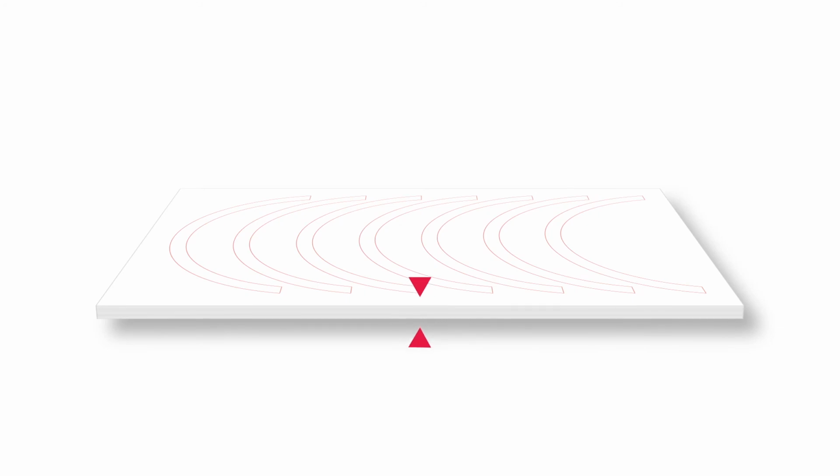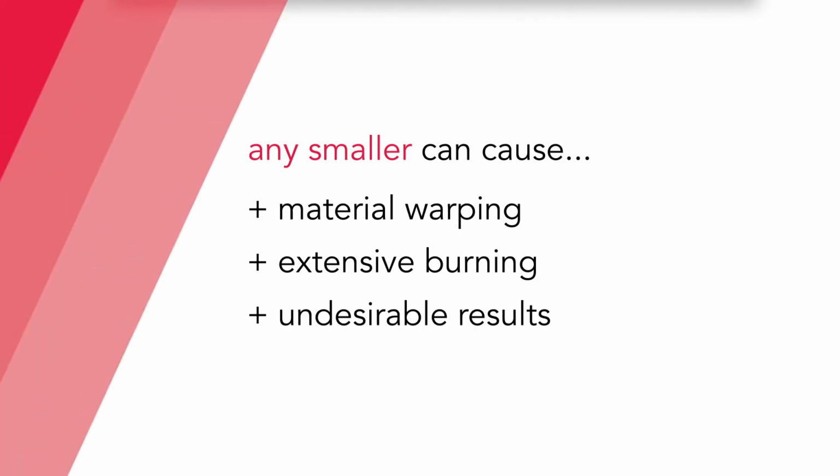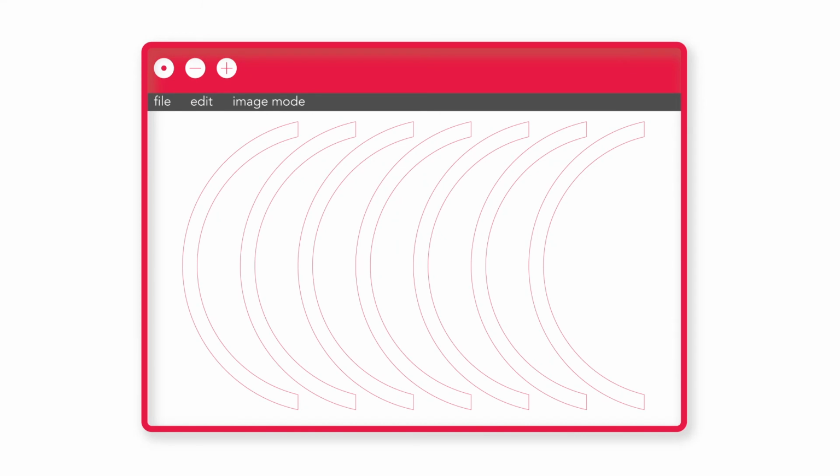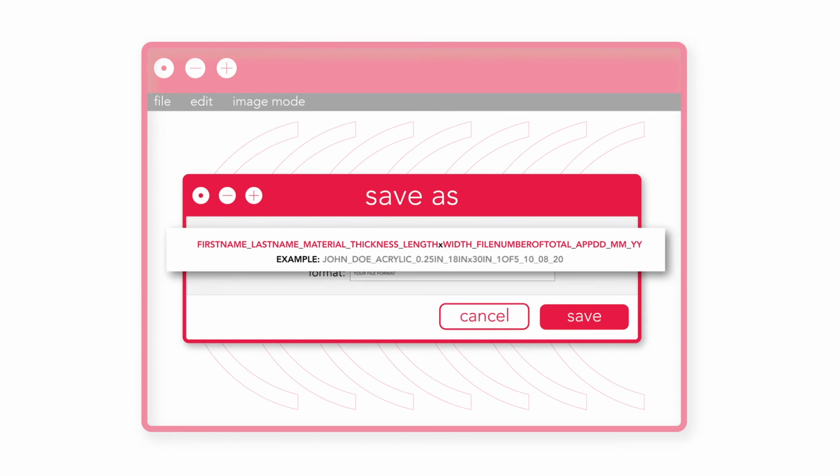As a benchmark, component widths should be no less than the thickness of the material. Any smaller can cause material warping, extensive burning, and undesirable results. When your file is complete and meets all the required guidelines, save it according to the Design and Technology Lab's naming convention for orderly processing.